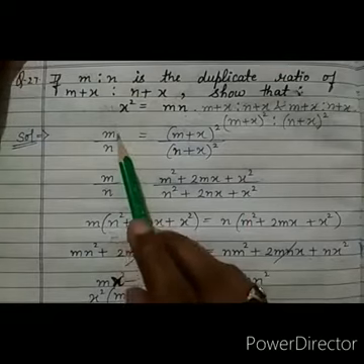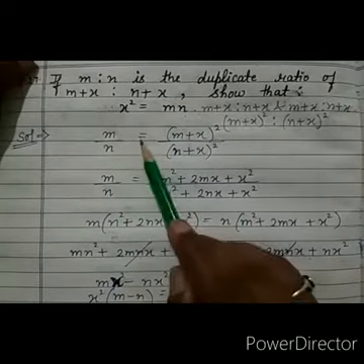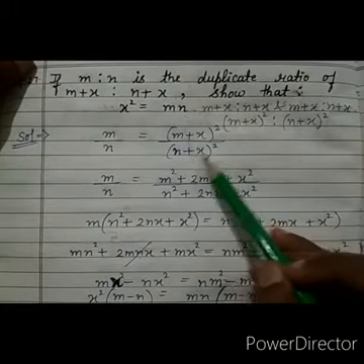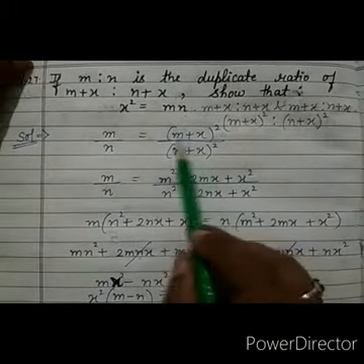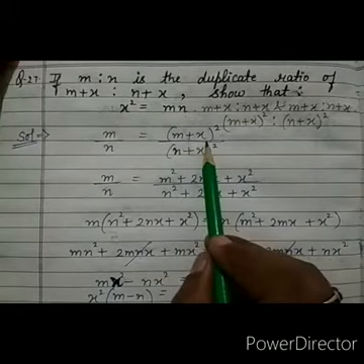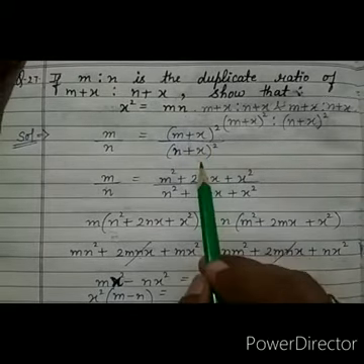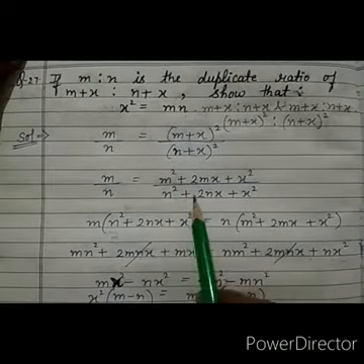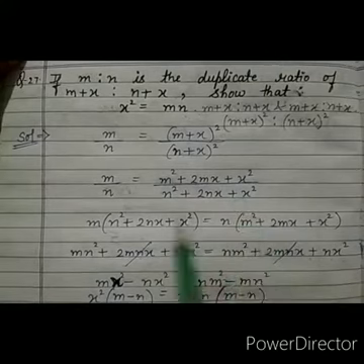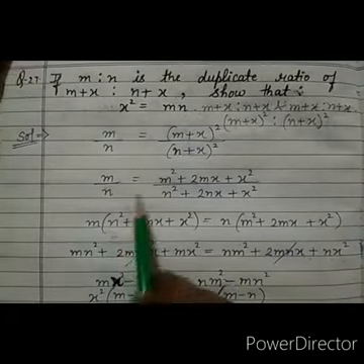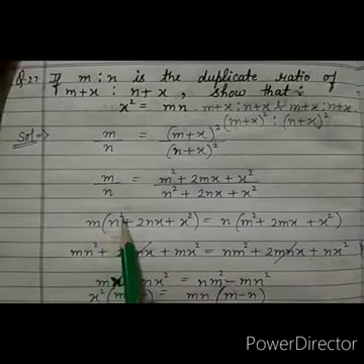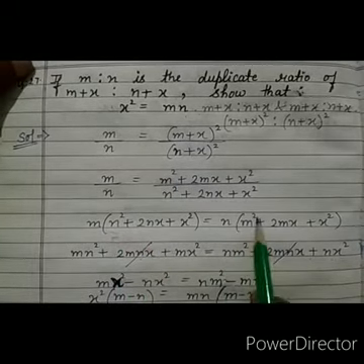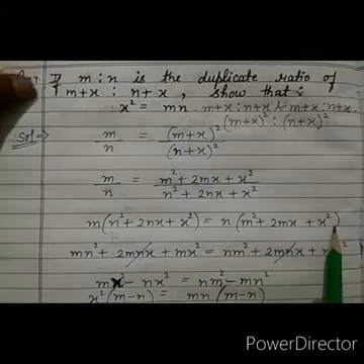Now, as we have been given m upon n is equal to the duplicate ratio, that is m plus x whole square upon n plus x whole square. So here we have to apply the formula of a plus b whole square and open the brackets. So it will become m square plus 2mx plus x square upon n square plus 2nx plus x square. Now cross multiply it, then we have m in bracket n square plus 2nx plus x square is equal to n in bracket m square plus 2mx plus x square.